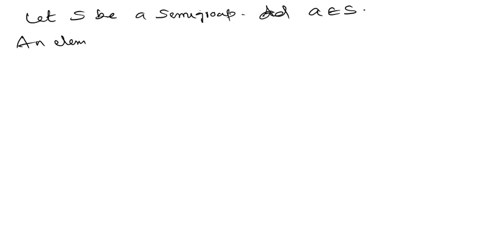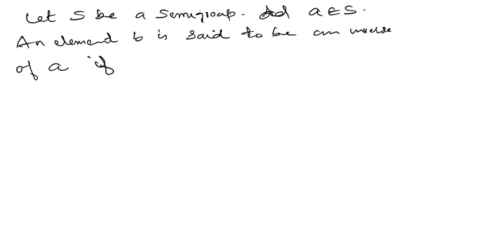Let S be a semigroup and A belongs to S, okay. An element B is said to be an inverse of A, इनवर्स ऑफ A, हम कहेंगे इसको ये इनवर्स है A का, इफ ABA इज इक्वल टू A एंड BAB इज इक्वल टू B.